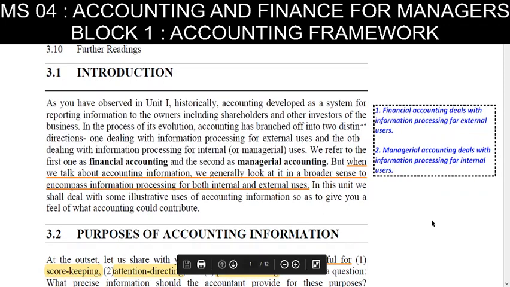What is accounting information? When we talk about accounting information, we generally look at it in a broader sense to encompass information processing for both internal and external uses. Information which serves the purpose of external users is called financial accounting, whereas the information which serves the purpose of internal users is called managerial accounting.